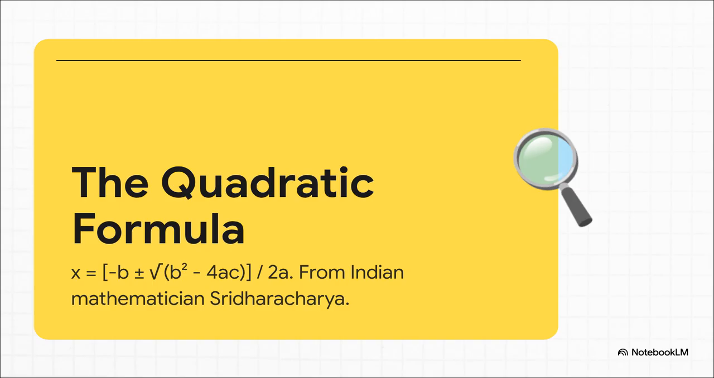It looks a bit big, but it's so easy to use. You just find out what a, b, and c are in your equation, you put them into this formula, and poof, it just gives you the answer. And you know what? We should be so proud of this formula because it was given to the whole world by a brilliant ancient Indian mathematician, Sri Acharya.